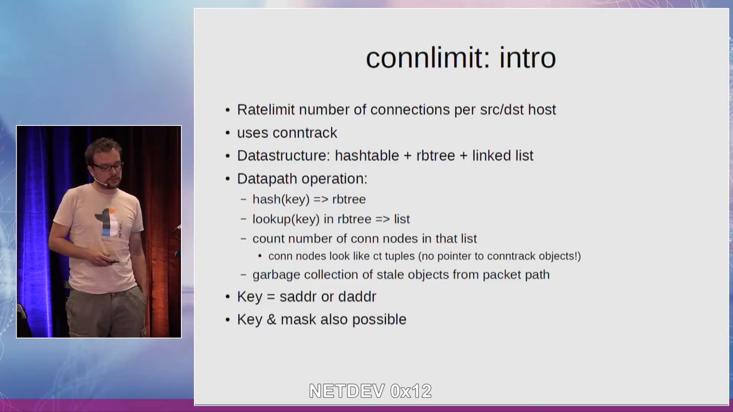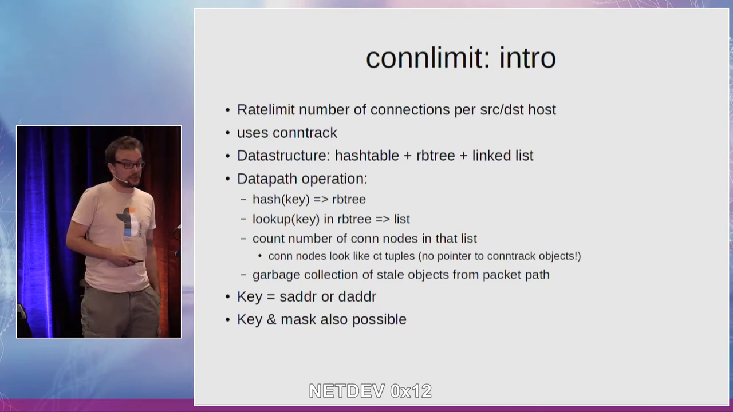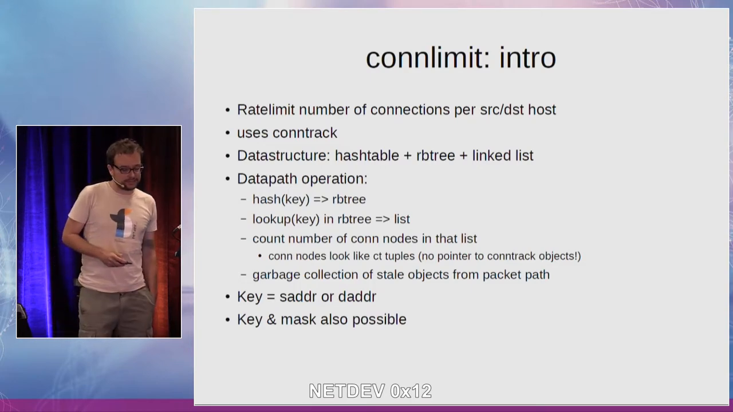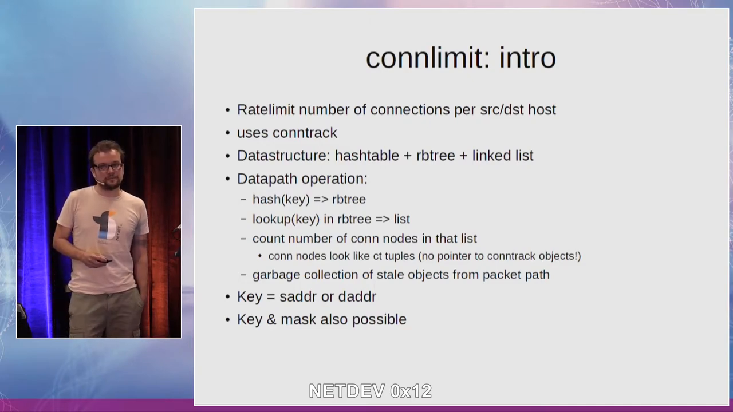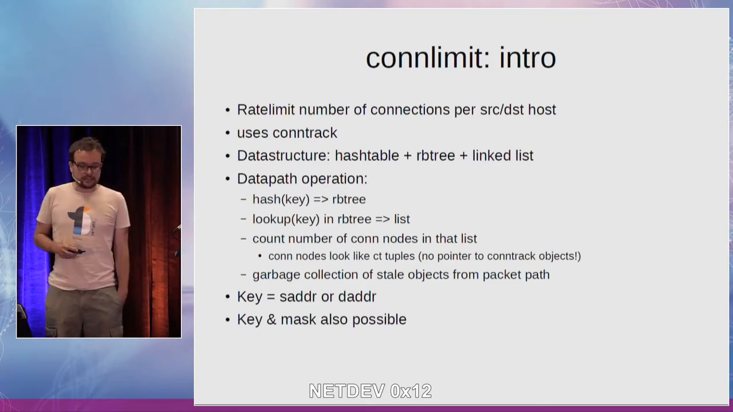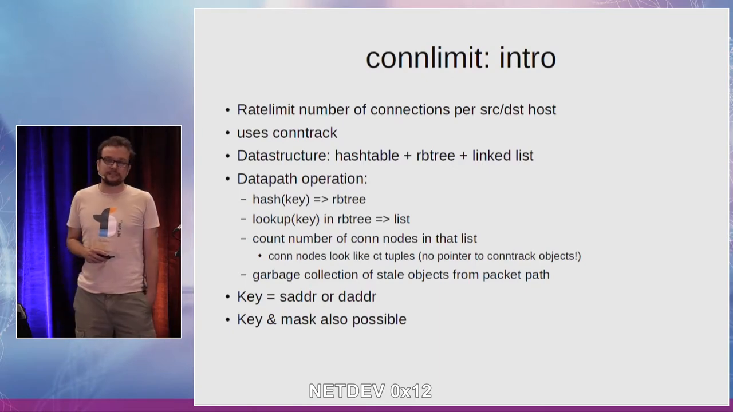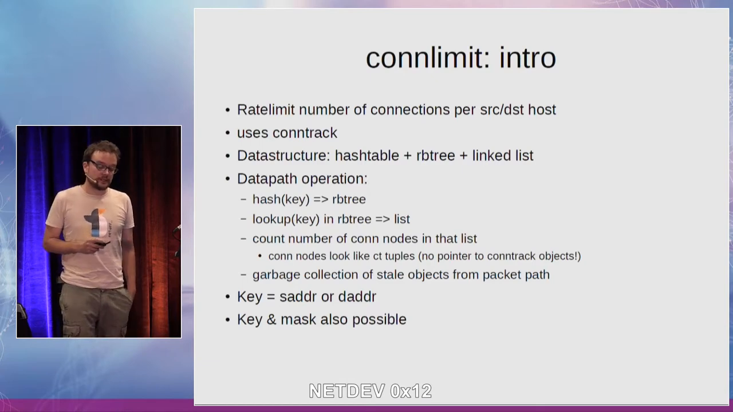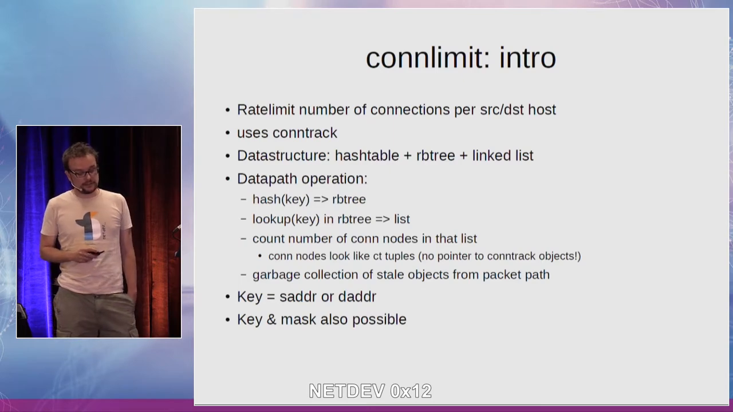And then in that list, we have connlimit nodes. These connlimit nodes are not conntrack objects, but they basically store the connection tracking tuple. So basically the idea when connlimit was done was to avoid direct dependencies between the connection tracking and connlimit itself, and avoid reference counting and so on. And there is a garbage collector that is going to run from the packet path that is going to remove the stale objects. While walking on the list, it's going to look for a matching connlimit node, and check for connlimit nodes that are stale, and they are going to be removed.